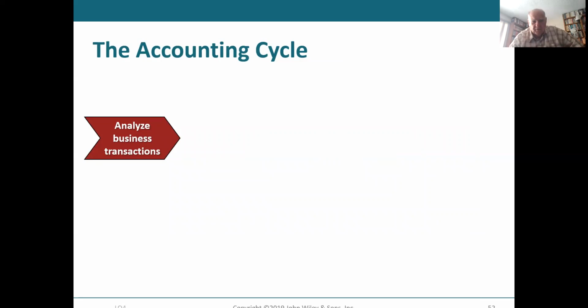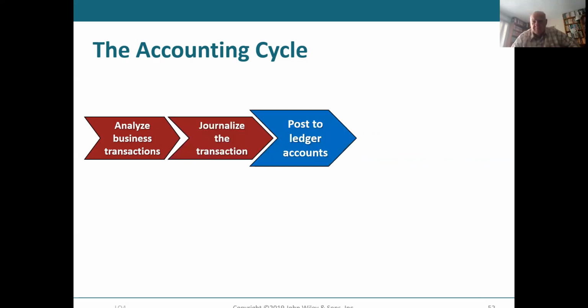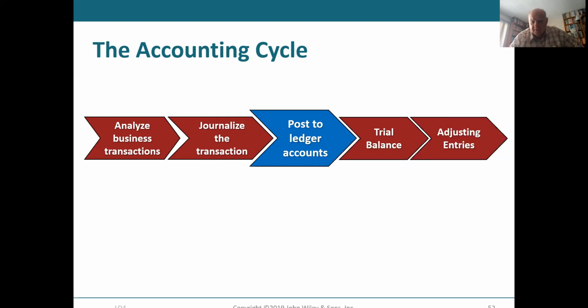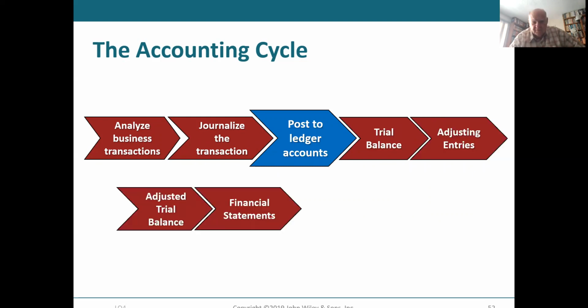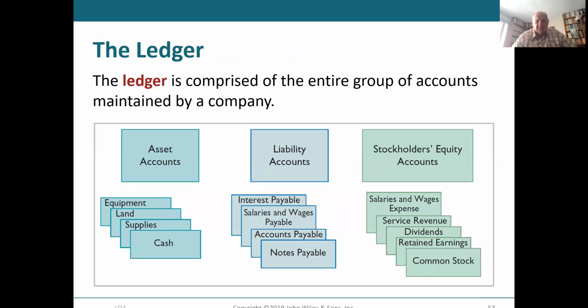So we're back to our cycle. Analyze business transactions. That was what we were doing earlier. We journalize, and now we post. Now we post to the general ledger. We hit that button and update the general ledger. And then we're able to run what's called the trial balance, adjust the trial balance, financial statements, closing entries. For now, we're concentrating on the blue part, post to the ledger accounts. Think of your general ledger as a T account.